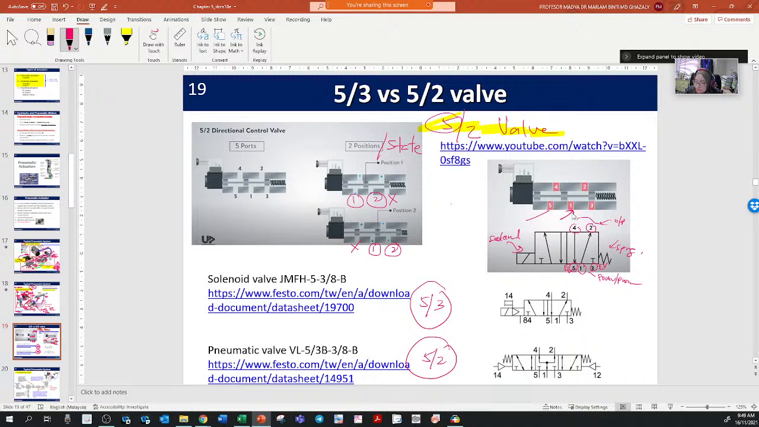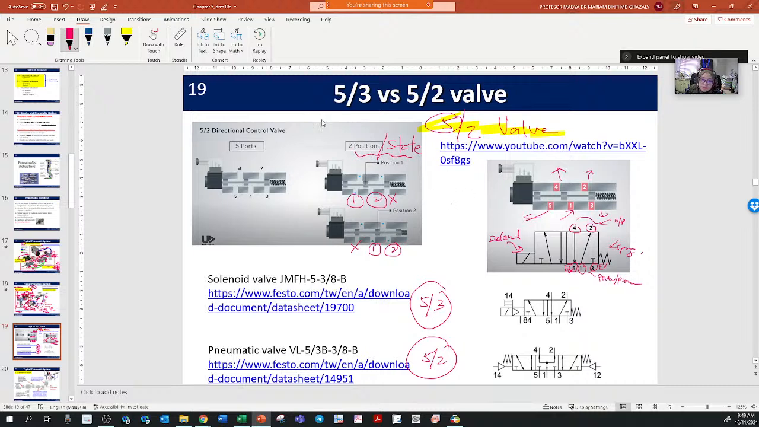Sorry, 1 port is for the pressure. 2 ports are for the output. Okay. And 2 more ports are for the exhaust. Exhaust ports. Okay, so basically 5 ports. And 2 is determined by the state. Okay, state or position or condition. So what does it mean?